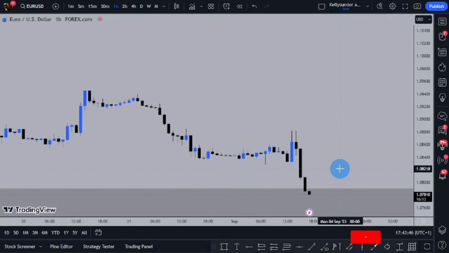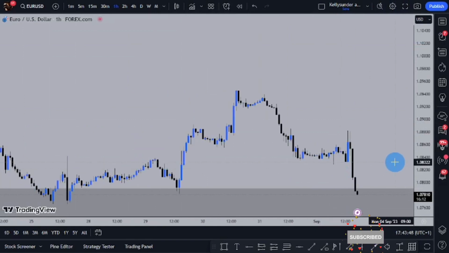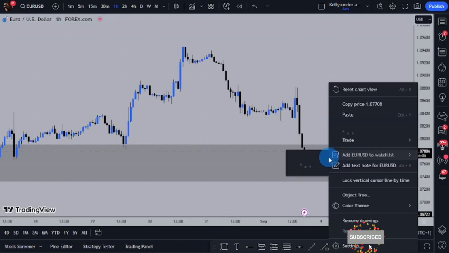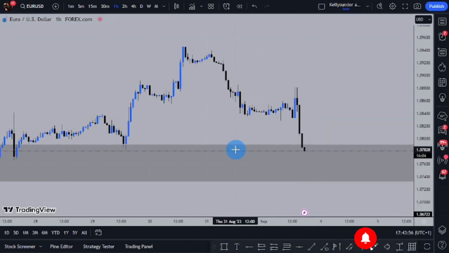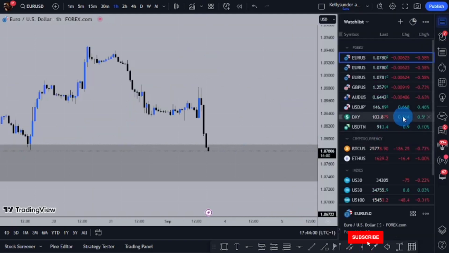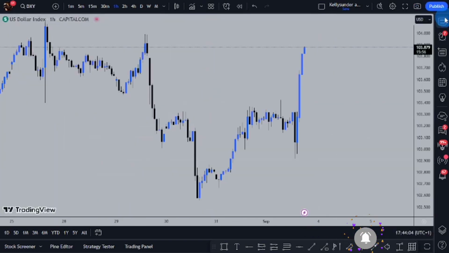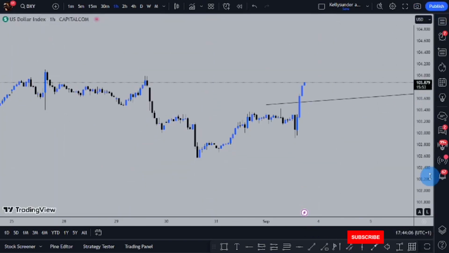Non-farm payroll came out bullish for the US dollar, so that is why we are seeing this drop on EURUSD. So let's move out to DXY for another confluence right now, because you don't actually just analyze one pair.